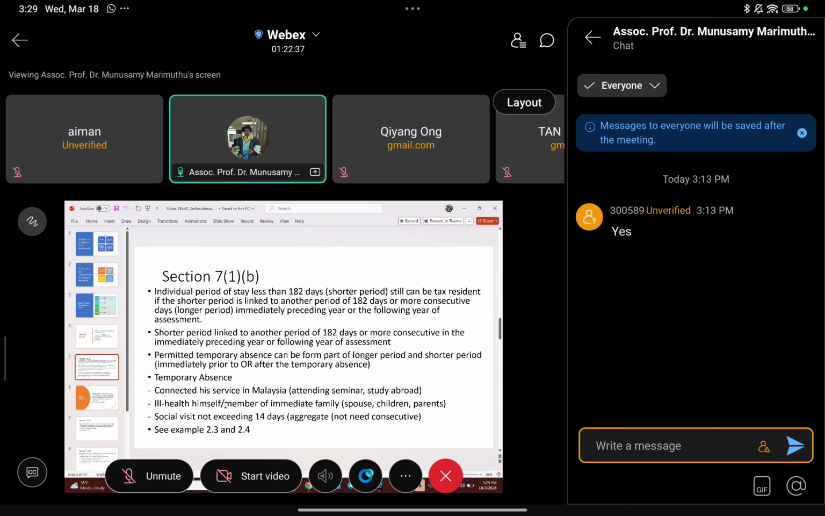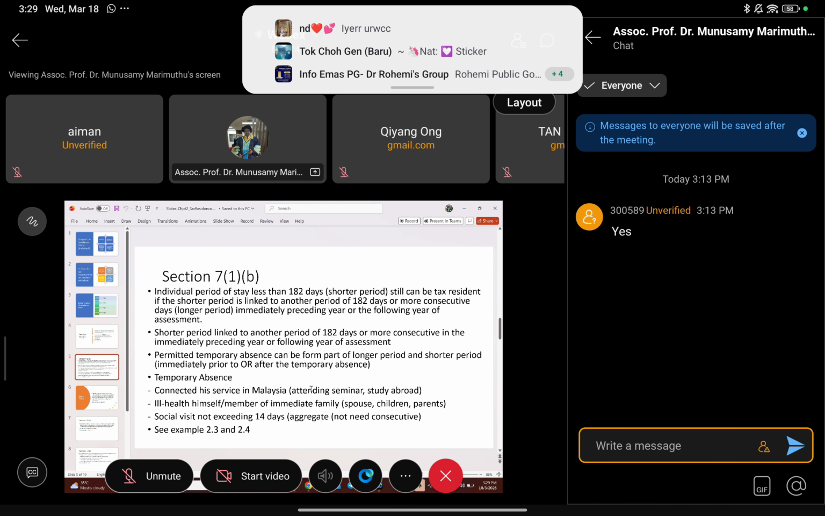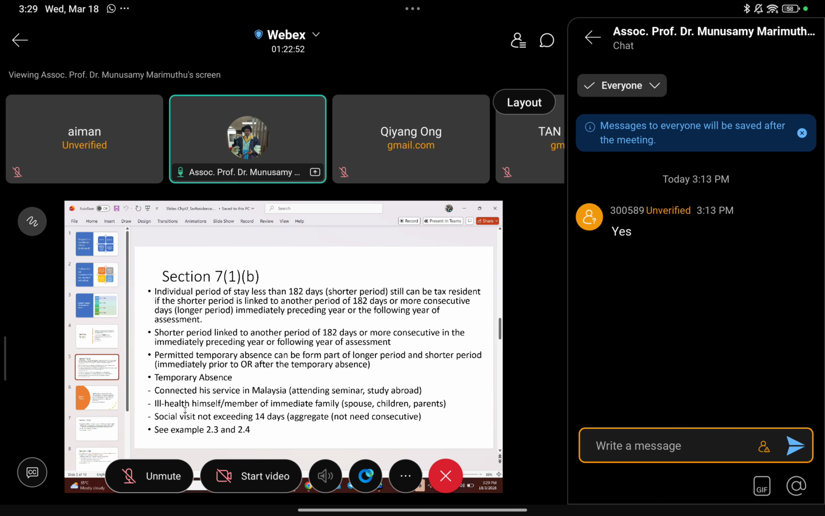Or he's in Malaysia. He has to visit his immediate family. Who are the immediate family? Spouse, children, and parents. Only these three are considered immediate family. Or he goes on a social visit to a friend overseas, but it cannot be more than 14 days. For number 1 and number 2 it is unlimited.